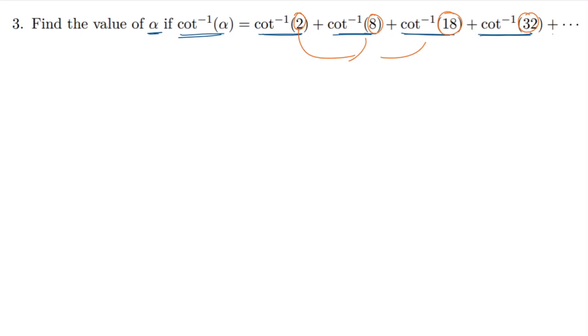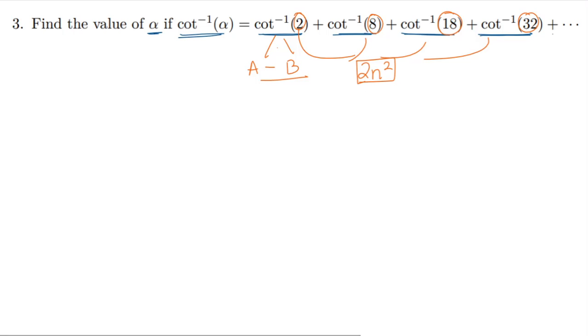all of these numbers are 2 times the square of something, so 2n squared. And if you want to add a bunch of cot inverses together, you can always try to first divide them in a form that looks something like a minus b, and then you might get to see some cancellations.